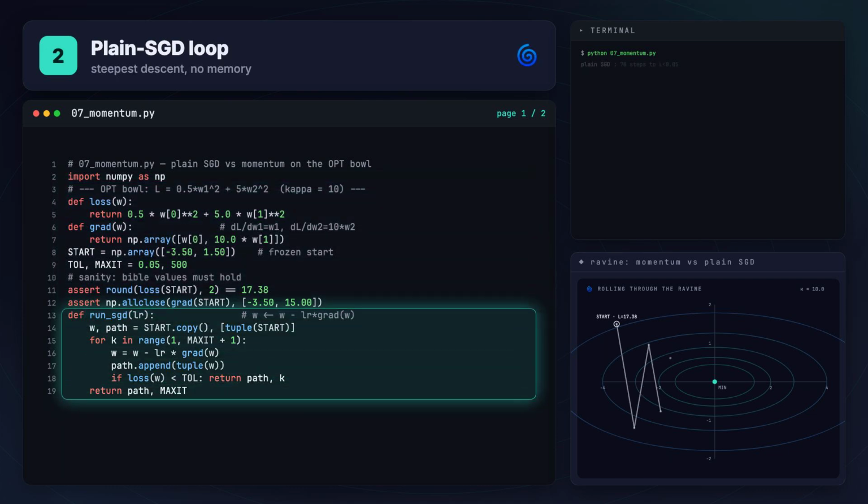The plain SGD loop: pure steepest descent, W = W − LR·grad(W), append to the path, stop when loss(W) drops below 0.05. We run it at LR 0.18 for the figure's dramatic zigzag. The sign of W2 flips every iteration. You can see it in the recorded path. It crosses the threshold after 78 steps. Notice there is no memory here. Each step knows only this gradient.